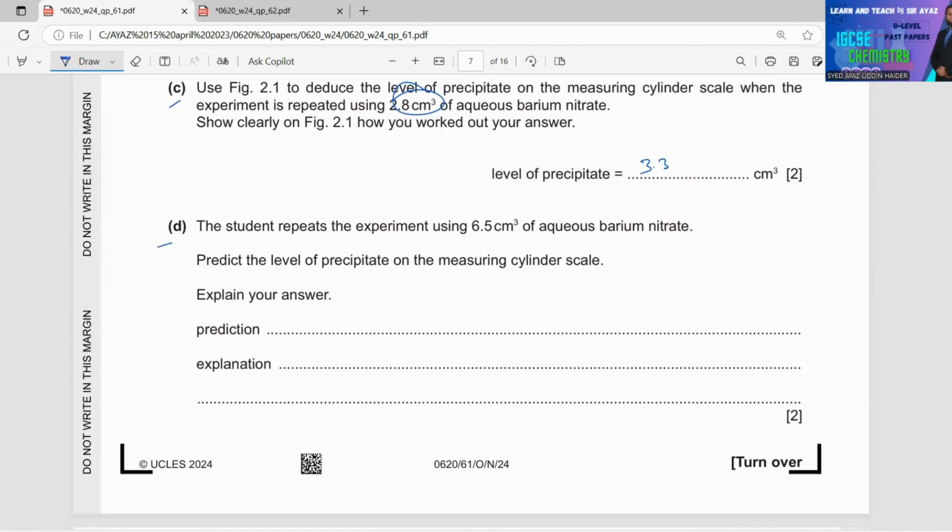So for the prediction we'll write 4.6 centimeter cube. And for the explanation, you have to write that all the magnesium sulfate has reacted. We don't have any more magnesium sulfate that will react. So we'll write all magnesium sulfate has reacted.